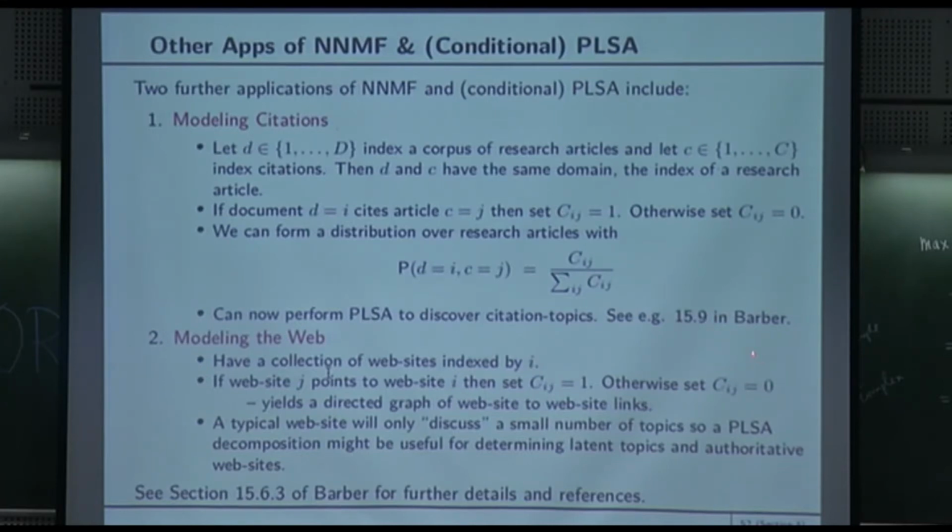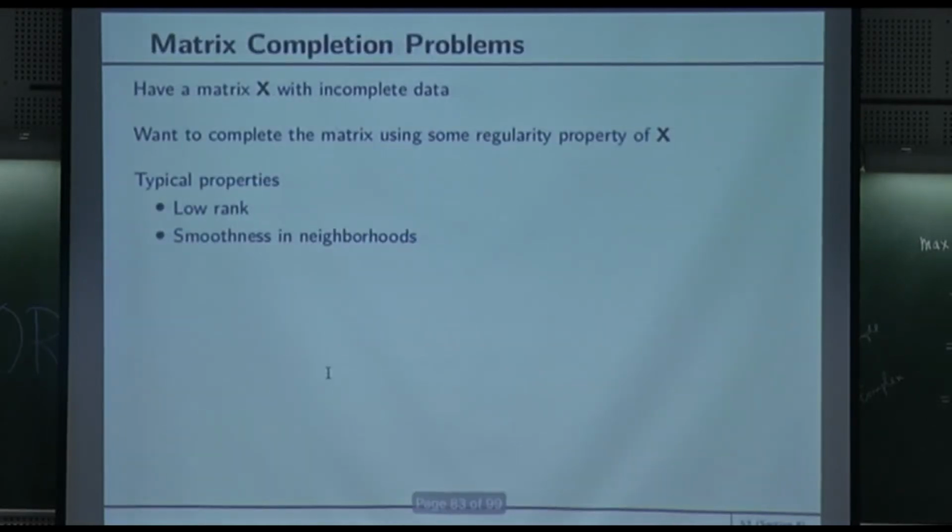One very nice thing is Barber's book is available online. The entire book is available online. You can just download it and see what's going on. You can look at modeling the web. That's another example which is in 15.6.3 of Barber, and it'll give you an example of what's there. After we've learned how to do this conditional PLSA, you can start looking at different examples that might be happening.